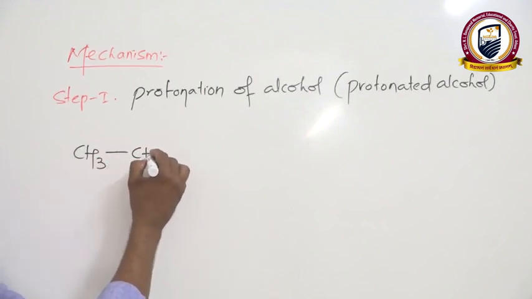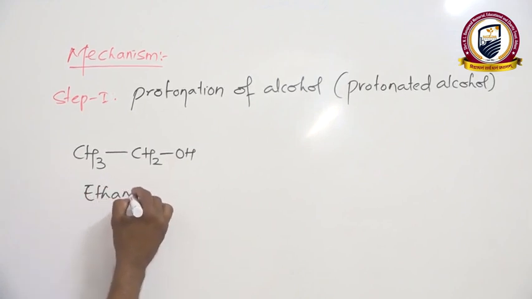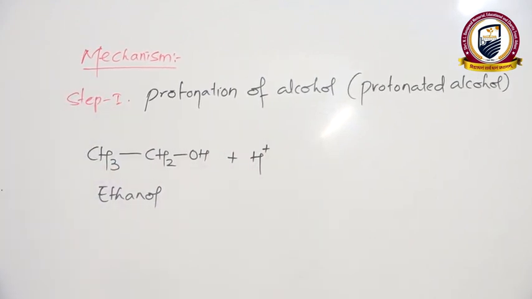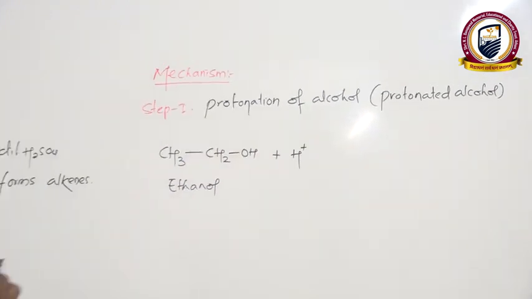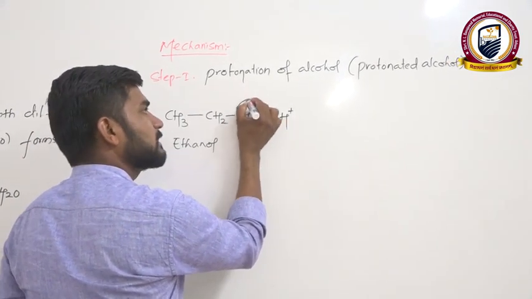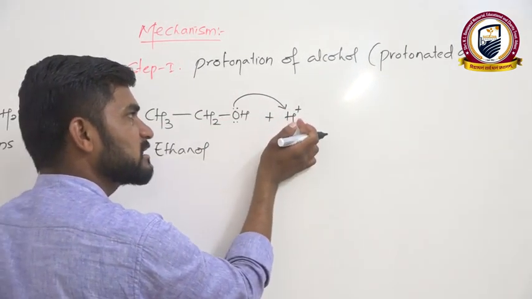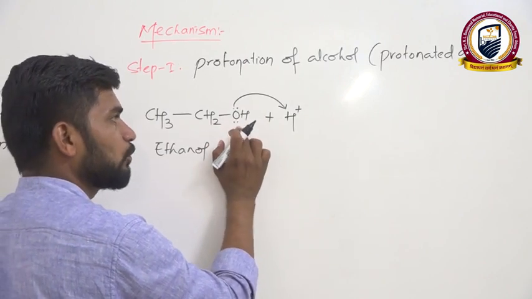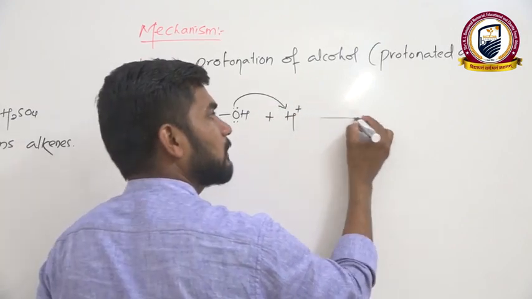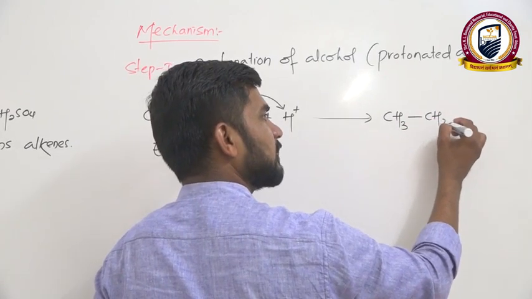Here the compound is CH3CH2OH, ethanol. This is treated with a catalyst, dilute H2SO4. The lone pair of electrons present on the oxygen atom of the OH group takes up this proton towards it. So the OH group becomes OH2, OH with one more H, and that compound is called protonated alcohol, CH3CH2OH2.